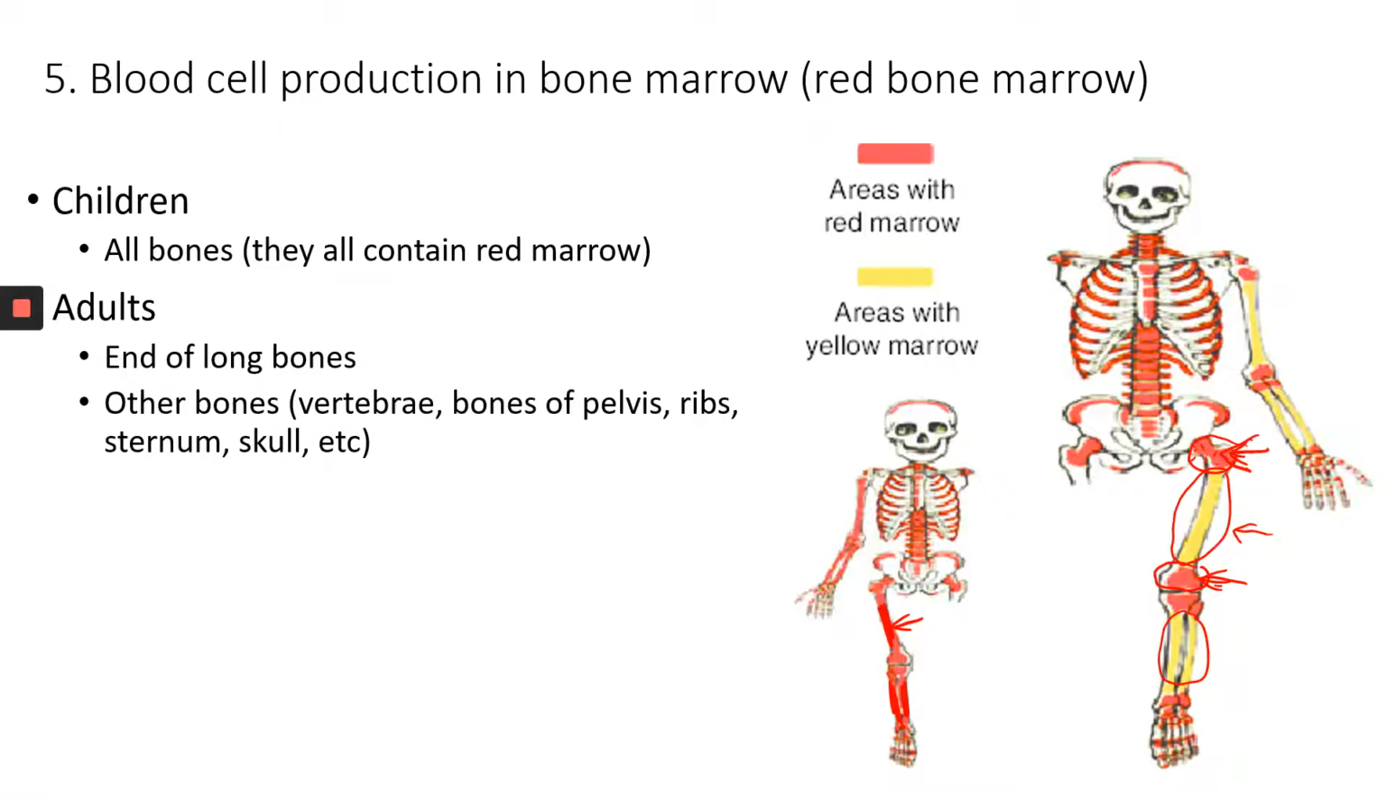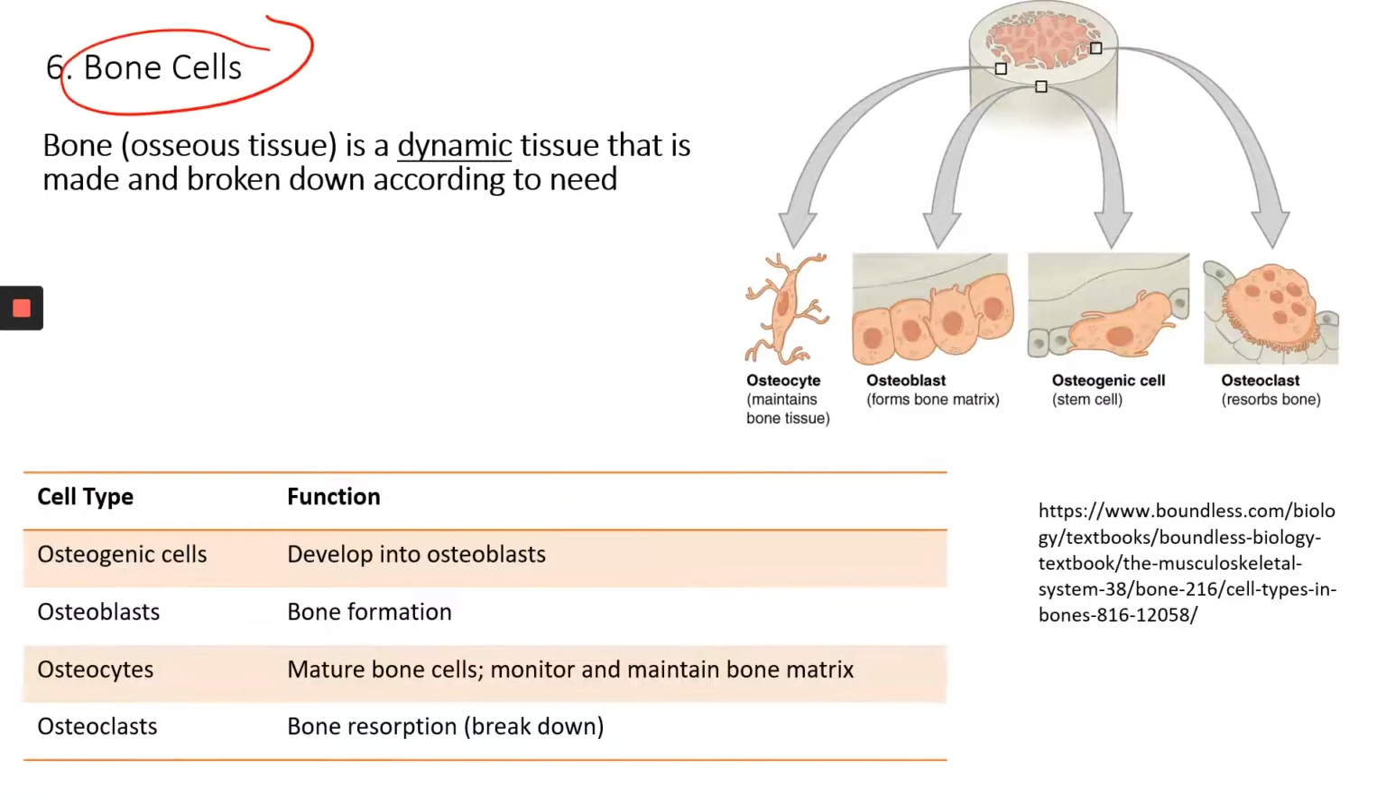So you actually have other bones that are very active in producing blood, and those are the irregular bones like your vertebrae, your bones of pelvis, flat bones like ribs and sternum. Okay. So you can actually see in this adult picture, all those types of bones actually have a lot of red marrow, so they are very active in producing blood cells. All right, next we're going to look at bone cells.